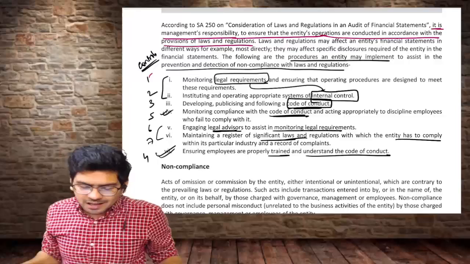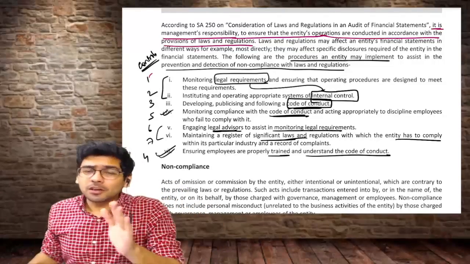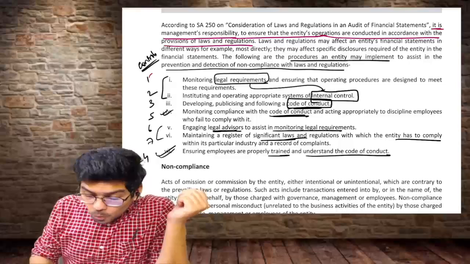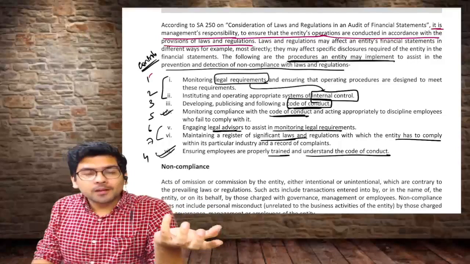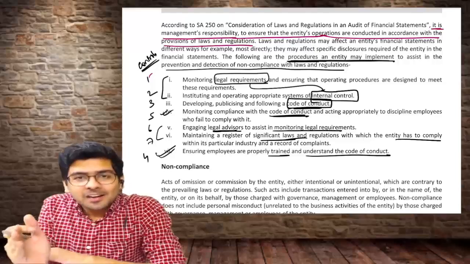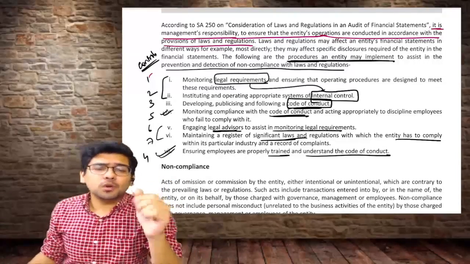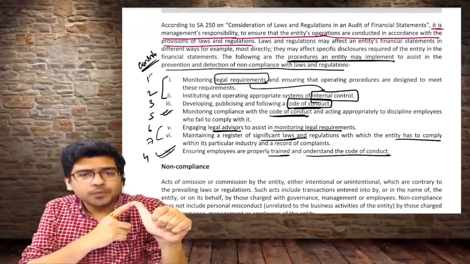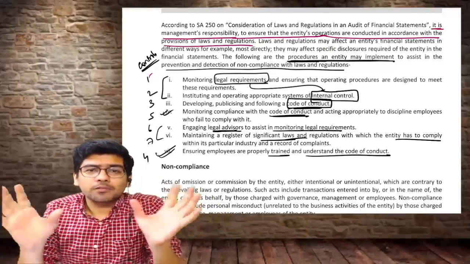What is the question that can be asked? They will ask you that it is the responsibility of the management to comply with the laws and regulations. Yes, it is. So what procedures can the management of an entity implement for prevention and detection of non-compliance? So 7 points I think we have, very simple. First is what? Monetary or legal requirements. What laws are applicable to you, what laws are very important to you.